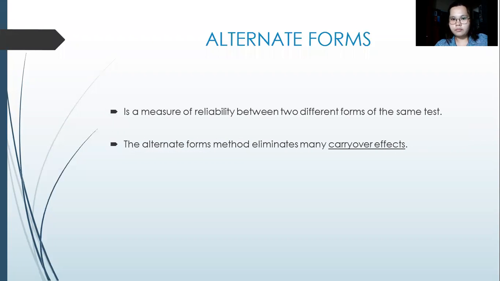Next naman, alternate forms. Alternate forms is a measure of reliability between two different forms of the same test. Kumbaga dito, same test na yung gagamitin mo pero sa dalawang anyo. Bakit merong alternate forms? Nagkaroon ng alternate forms kasi para masagot yung mga naging problema dun sa test-retest.